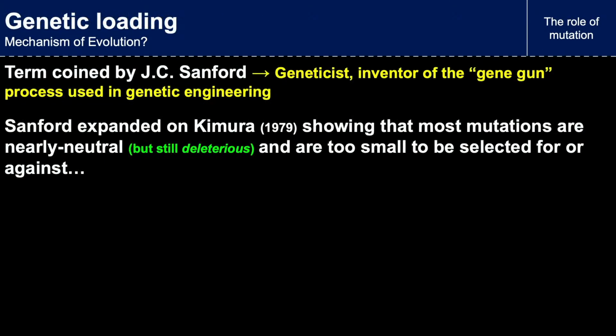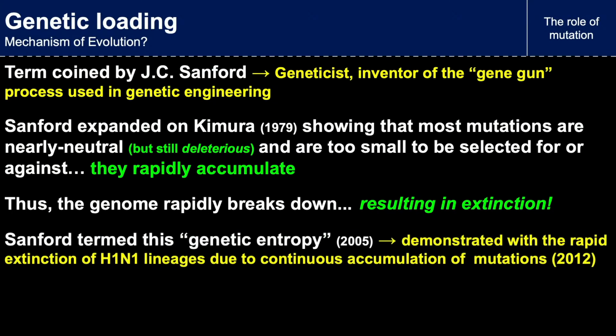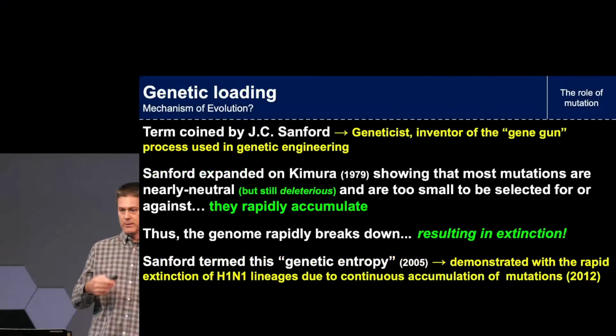Basically, they rapidly accumulate these harmful mutations in the genome, and thus the genome actually rapidly breaks down, and that leads to extinction. So I hate to break it to you, but we're all going to extinction because there are harmful mutations building up in our genome. This is why, for instance, you don't have close relatives marry each other, because that reinforces the harmful mutations, right? So Sanford actually demonstrated this. He called it genetic entropy, and he demonstrated it in 2012 using H1N1 of the swine flu, and he showed that it rapidly went to extinction just from the fact that it was accumulating these harmful mutations.